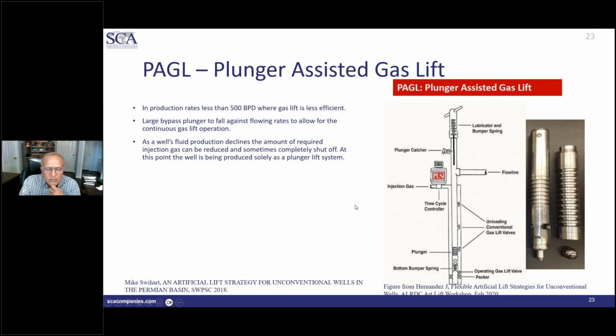One more I mentioned about plunger assisted gas lift. This is inserting a plunger in the continuous gas lifted valves when the production rate falls below 500 barrels of liquid. Because of the fallback, due to the tubing size, the gas lift becomes less efficient. So you are inserting a plunger, a solid interface, to improve the lifting efficiency. So this is another, and this is a two-piece plunger or a bypass plunger. That is what is being used.